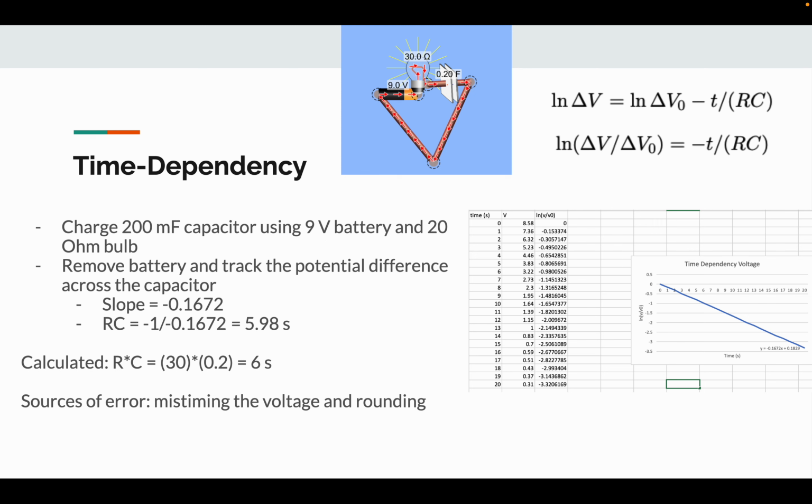The final part of this lab was to look at the time dependency of voltage across a circuit. So I charged a capacitor using a 9-volt battery, and then I removed the battery and tracked the potential difference across the capacitor as the light bulb was dimming, and I tracked this in the spreadsheet on the right. You can see that as the time increases, the voltage decreases, and then I used the equation given, ln of V over V naught is equal to negative t over RC. I found the slope of that line to be negative 0.1672. So then you calculate the RC to be 5.98, which is very close to the theoretical value, which is 30 times 0.2, which is 6. And some slight errors here could be mistiming or rounding.